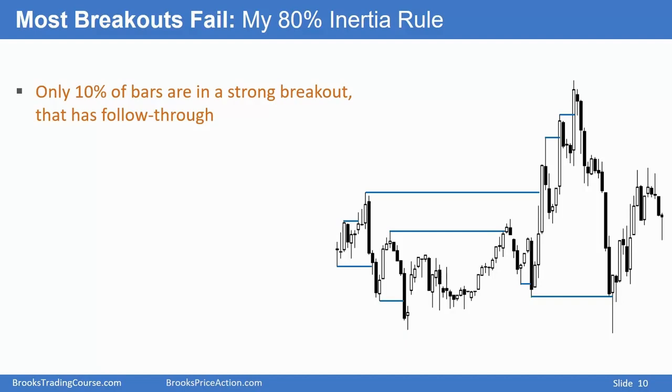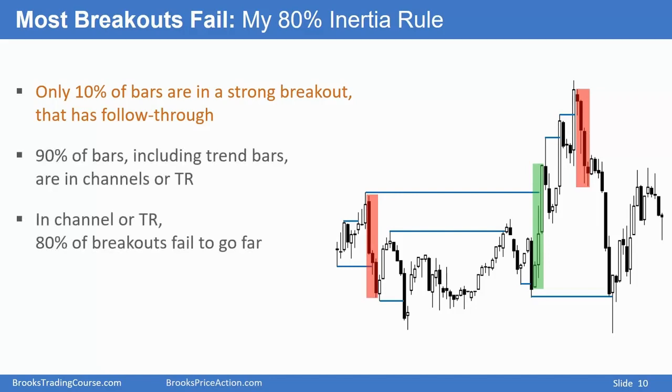Also, a really important point about breakouts is that on any chart, any time frame, only about 10% of the bars will be in a strong breakout that actually has follow through. So you can look at this chart, maybe it has 100 bars on it. And we have a few bars down here, a few bars up here, a few bars down here, and a few more bars down there. But only 10% of the bars actually have follow through. So this sell-off had a little bit of follow through. This buying had a little bit of follow through. This sell-off had a little bit of follow through. Most of the bars, 90% of the bars on the chart, are either in channels or in trading ranges, even if the bars are pretty big trend bars.